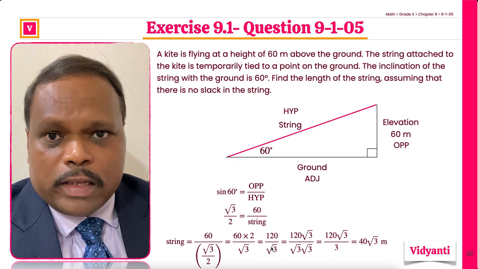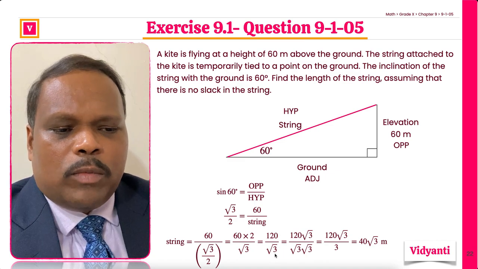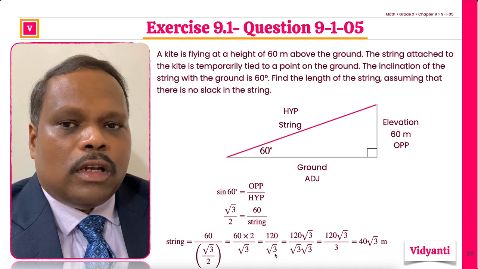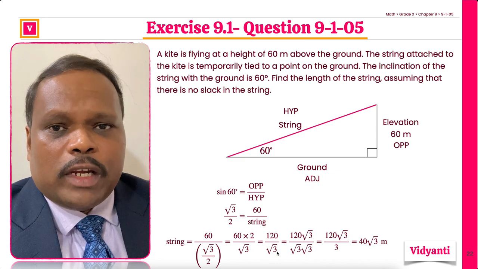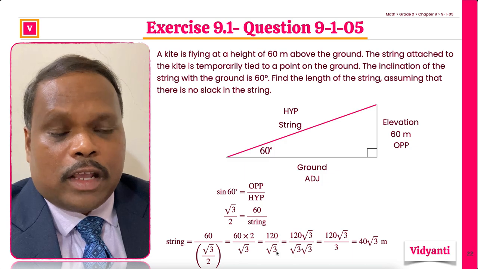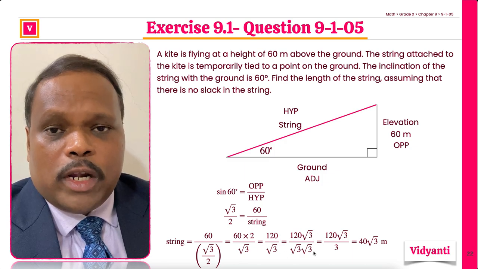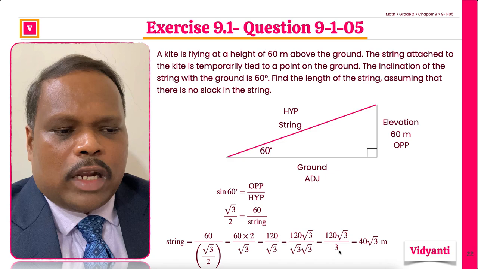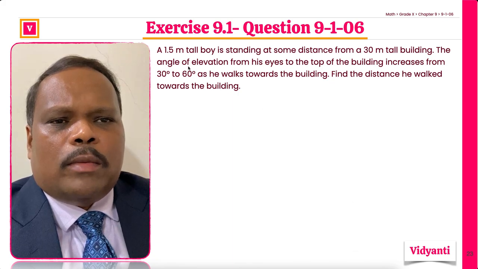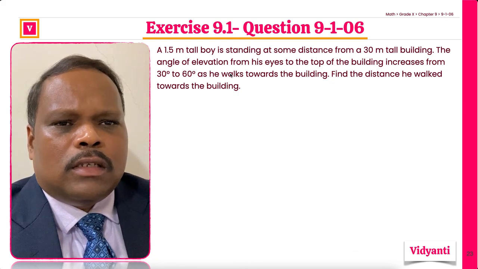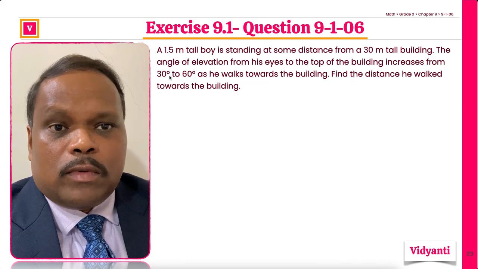Even though technically this answer is correct, we prefer to use a rational number. This root 3 is an irrational. How can we make it rational? Well, by the process of rationalization. We will multiply both numerator and denominator by root 3. In that process, this will become 3, this will become 120 root 3. And then 120 can be cancelled with 3, that will give 40 root 3 meters.